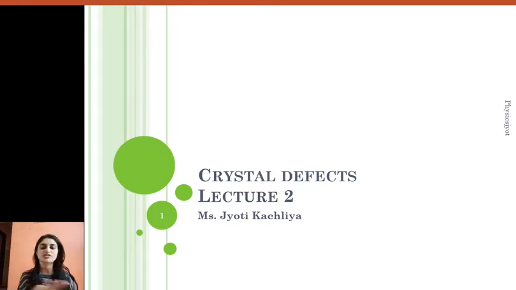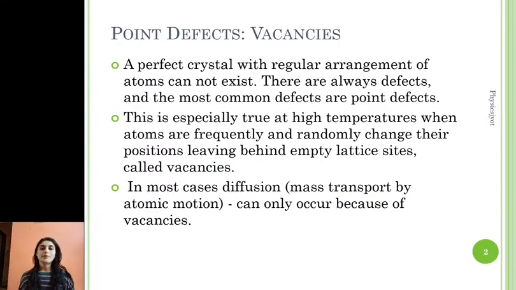I gave you just a general introduction about the crystal defects. There are three types of crystal defects: point defects, linear defects, and planar defects. Today we are going to focus mainly on point defects only. Point defects again have different types. One type of point defect is vacancies, so first we will focus on vacancies.